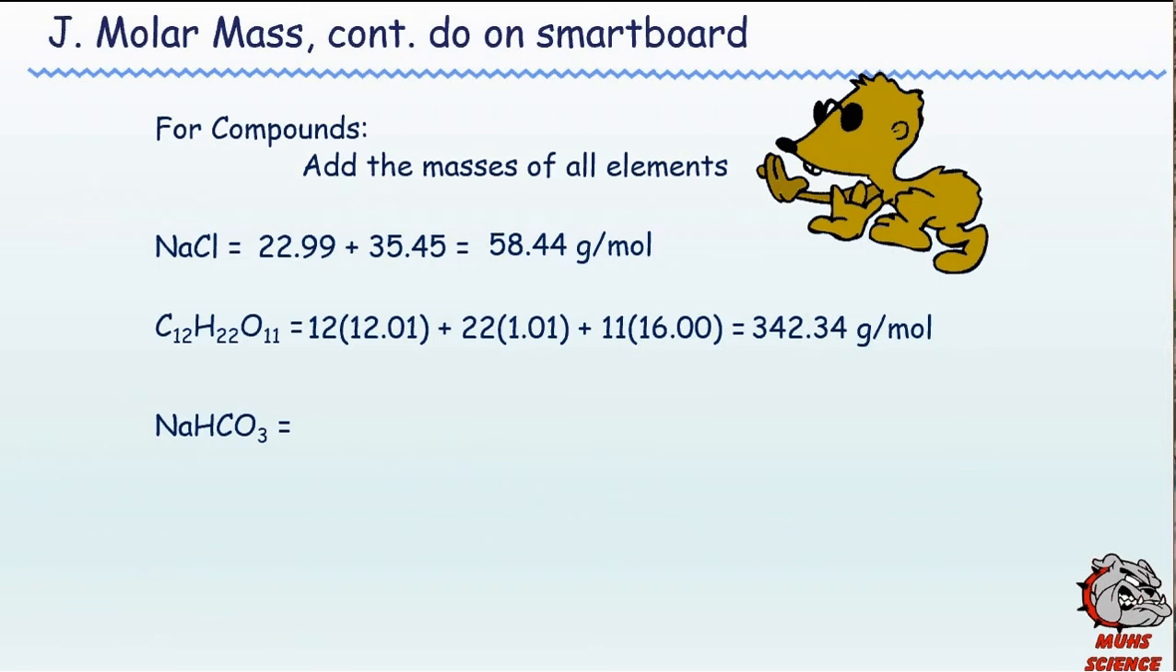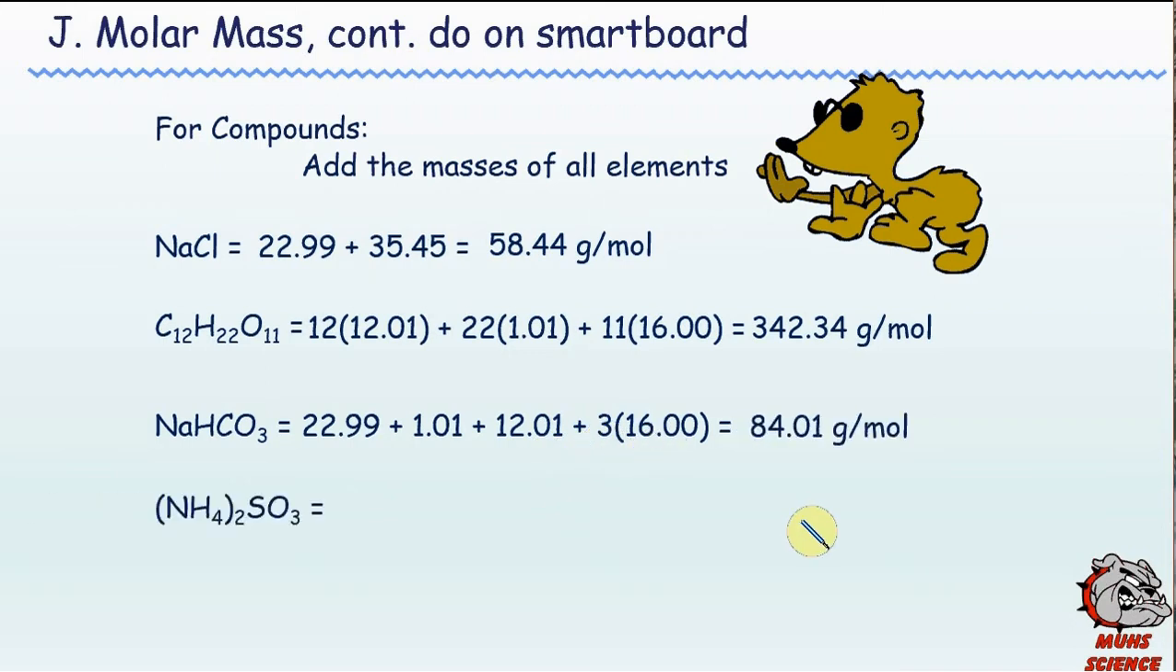Sodium bicarbonate. You have 1 sodium, 1 hydrogen, 1 carbon, and 3 oxygens. So you take the mass of 1 sodium, the mass of 1 hydrogen, the mass of 1 carbon, and 3 times the mass of oxygen. That gives you a mass of 84 grams to have 1 mole of your substance.